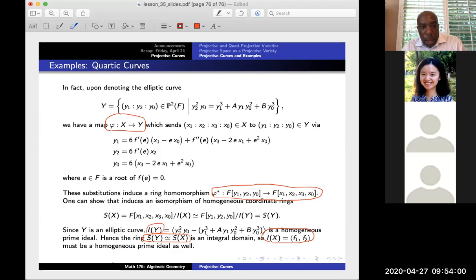So then next time, I want to say a bit more about how the affine varieties and projective varieties are all related. And I want to try to put everything together into one coherent theory.